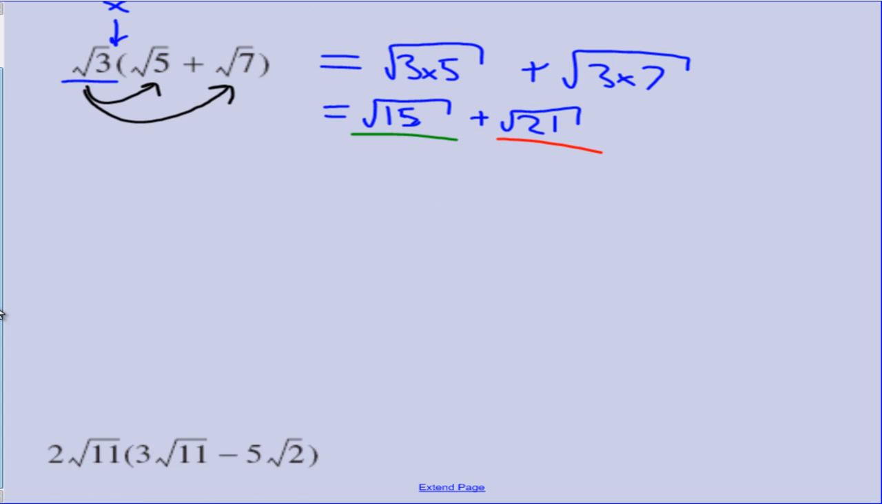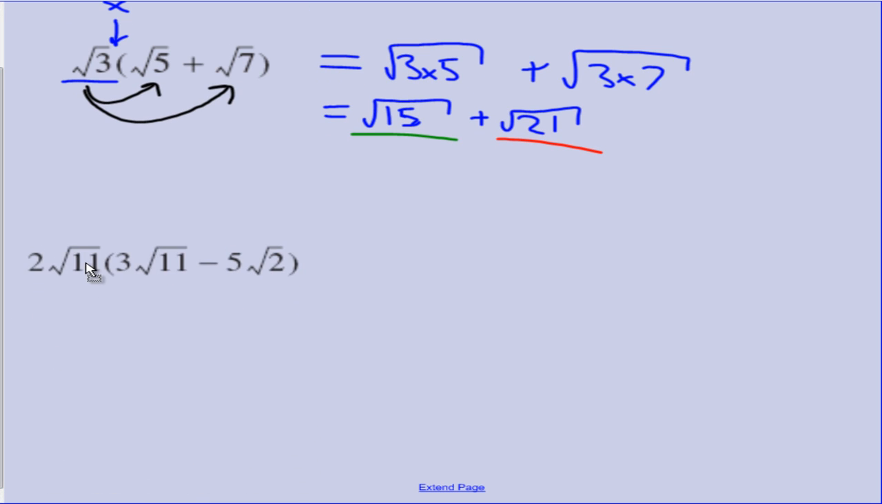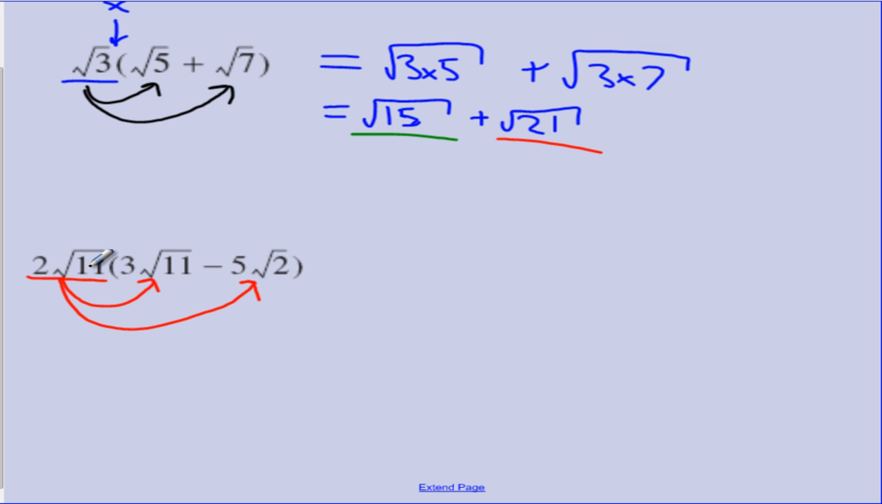Have a look at another example. Getting a little more difficult. We've got some coefficients this time, but the steps remain the same. We just need to remember that whole numbers by whole numbers and surds by surds when multiplying. So here we have 2 root 11, and we're going to multiply that by 3 root 11. Then we're going to have 2 root 11 again, and multiply that by negative 5 root 2.